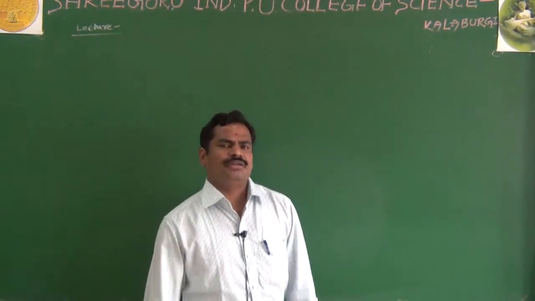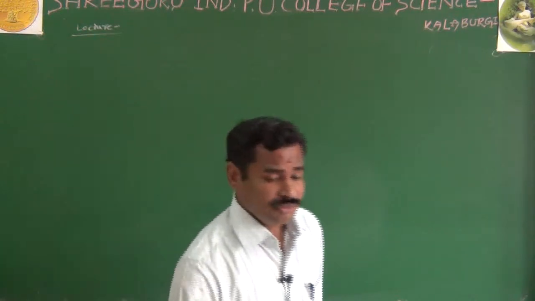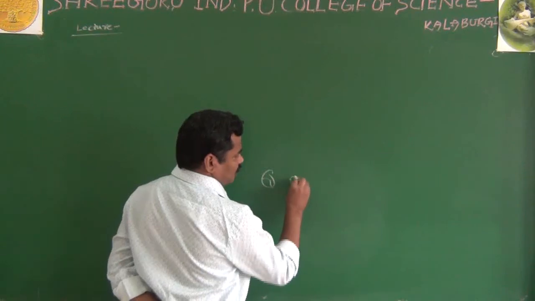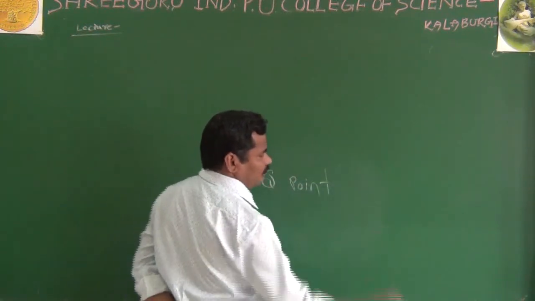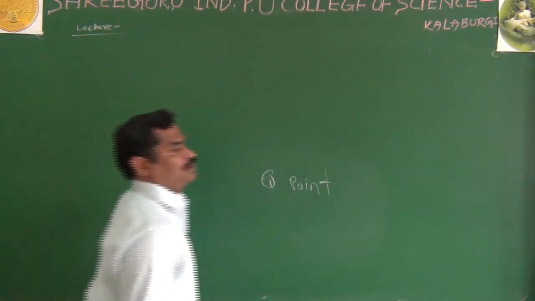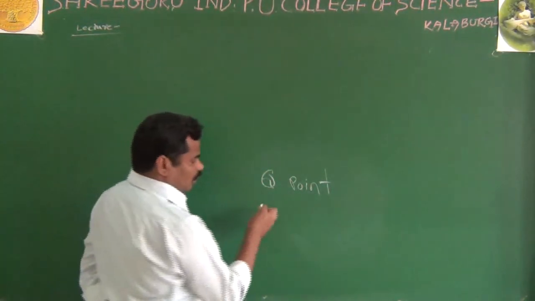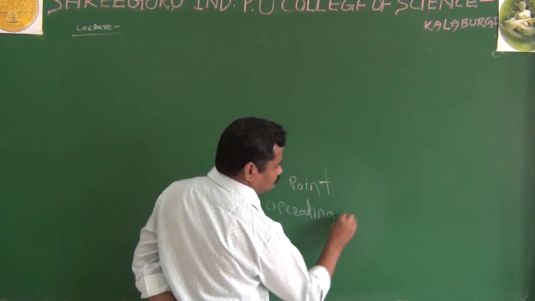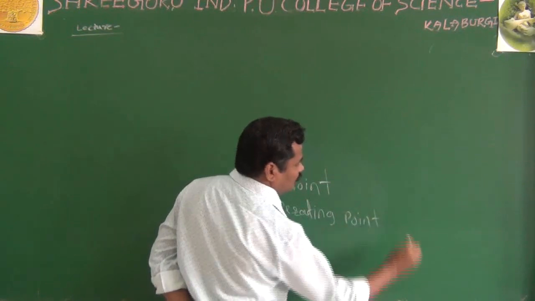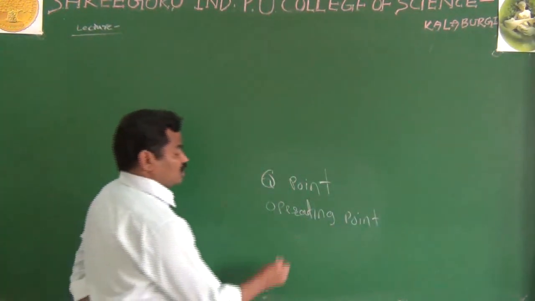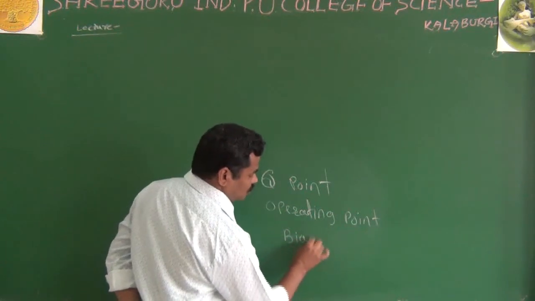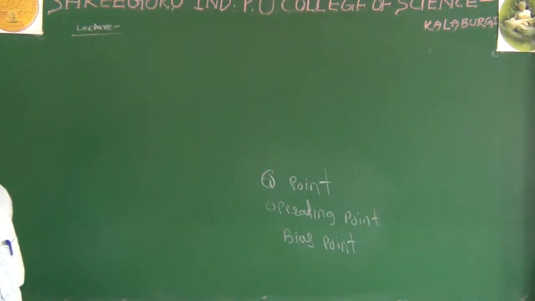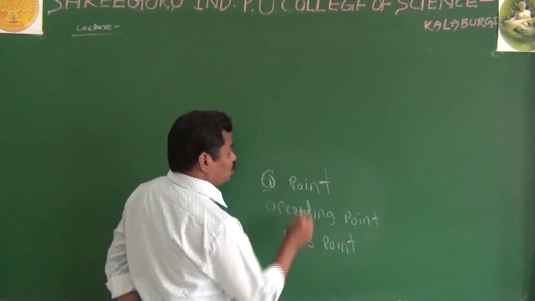As you already studied in the earlier classes, today we'll go for the most important thing about the Q point. We have so many names for the Q point. One, it is also called the operating point. It is also called the bias point. And it is also called quiescent point. Q is nothing but quiescent.